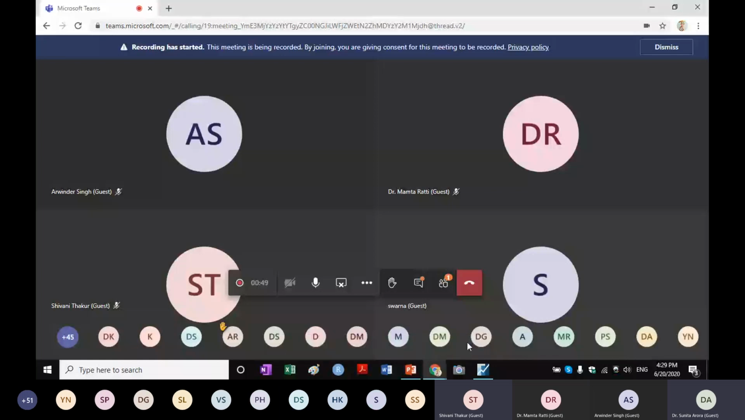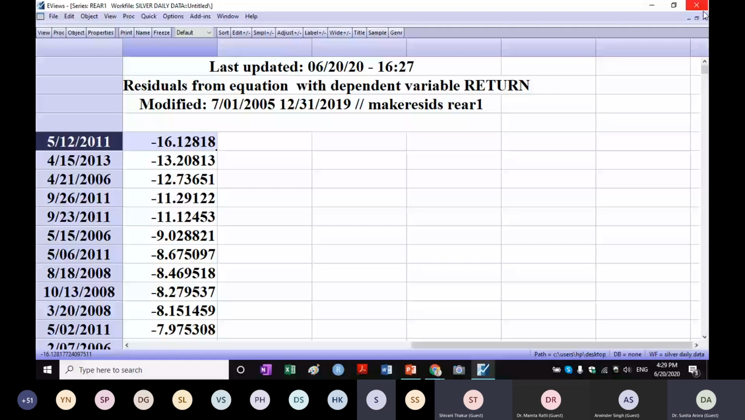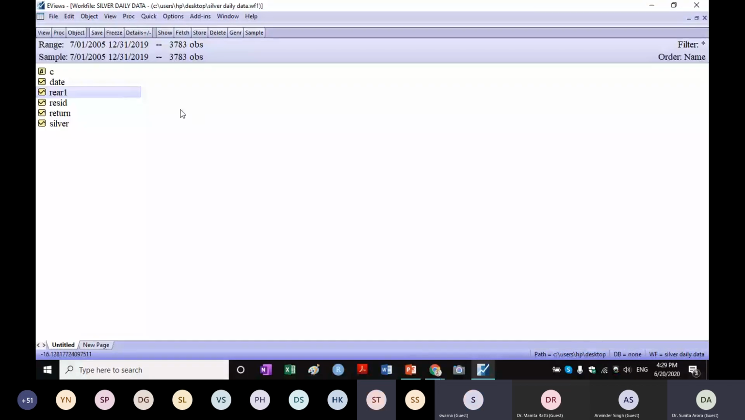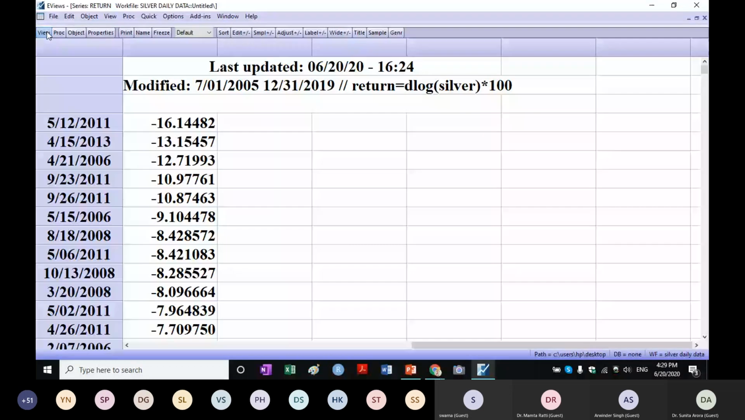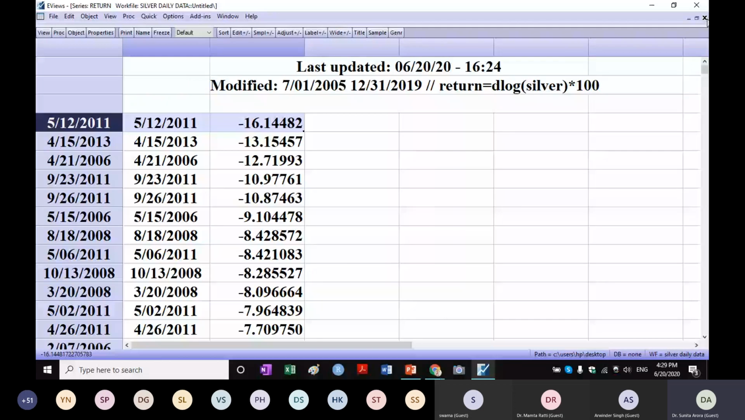Okay. I calculated the return series and checked. Let's do it again. I calculated the return series and found the outlier. The outlier is for 12th May 2011.